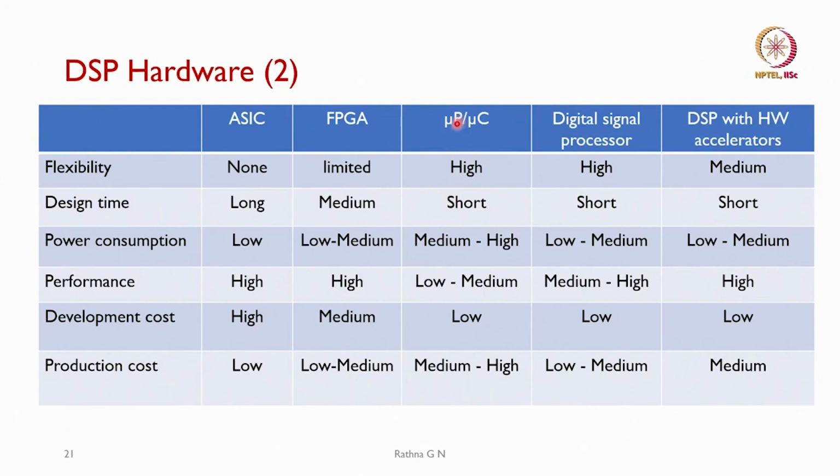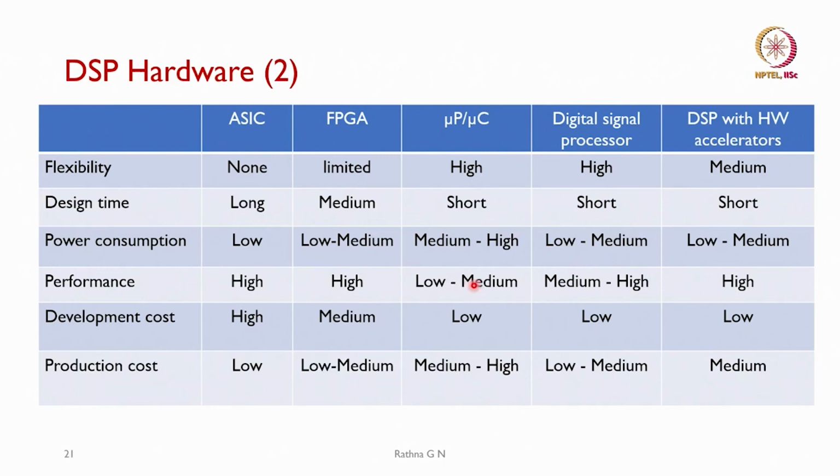Coming to microprocessors and microcontrollers, we will be seeing that flexibility in digital signal processors, microprocessors and microcontrollers is very high, and design time in both cases is short. Power consumption here can be medium to high, but in digital signal processors we can have low power consumption processors available, or I can have some of the medium processors which I can use for my applications.